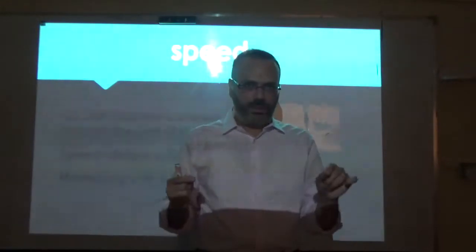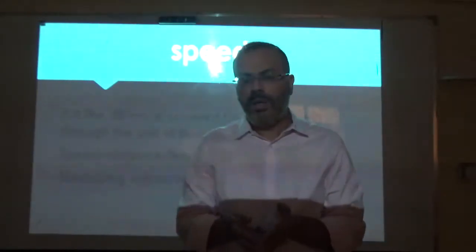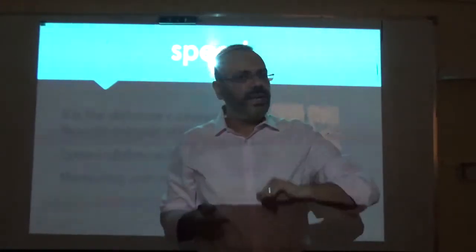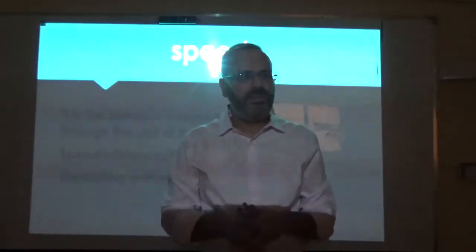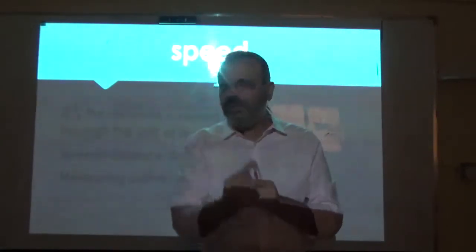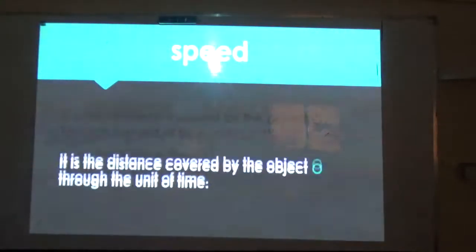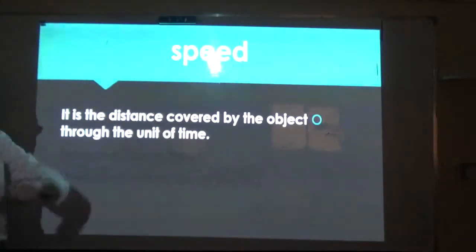So the speed of an object is identified as the distance which is covered by the object. Only distance covered by the object? No. The distance covered by the object through time. When I say the car moves with the speed 100 km/h, that means it covers a distance of 100 km through the time of 1 hour. So the speed is the distance covered by the object through the unit of time.